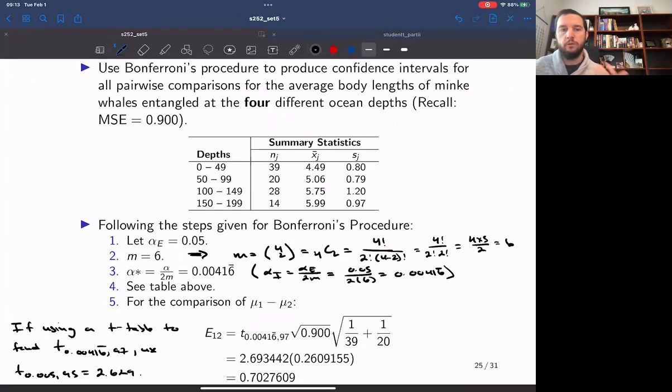So a lot of the time when we're doing these things on assignments, you could get an exact value because you have access to software. But on a test, you wouldn't have the software in front of you to find exact values for the t value, so you have to use the table. In that case, you have no choice but just to round to the most appropriate value. So in this situation, the most appropriate value would be the t on 0.005 and 95.